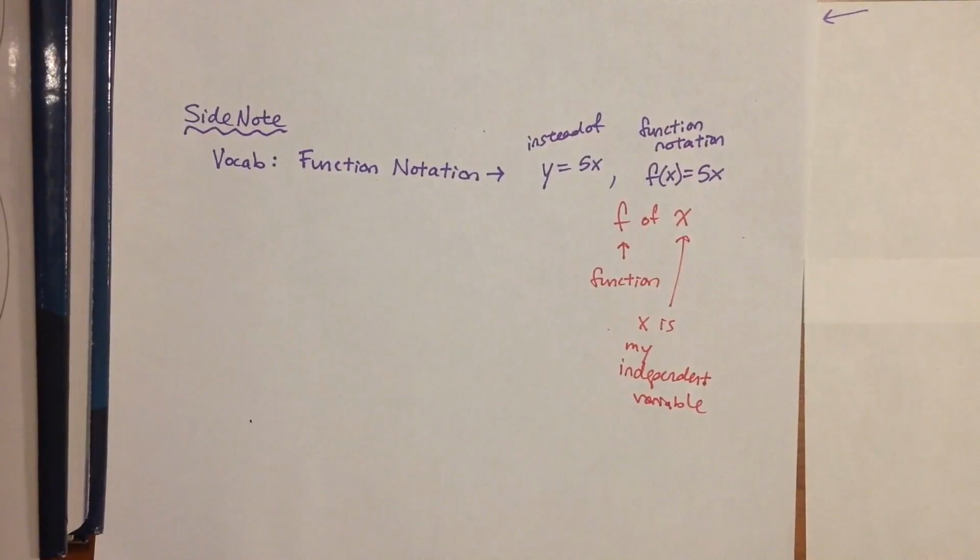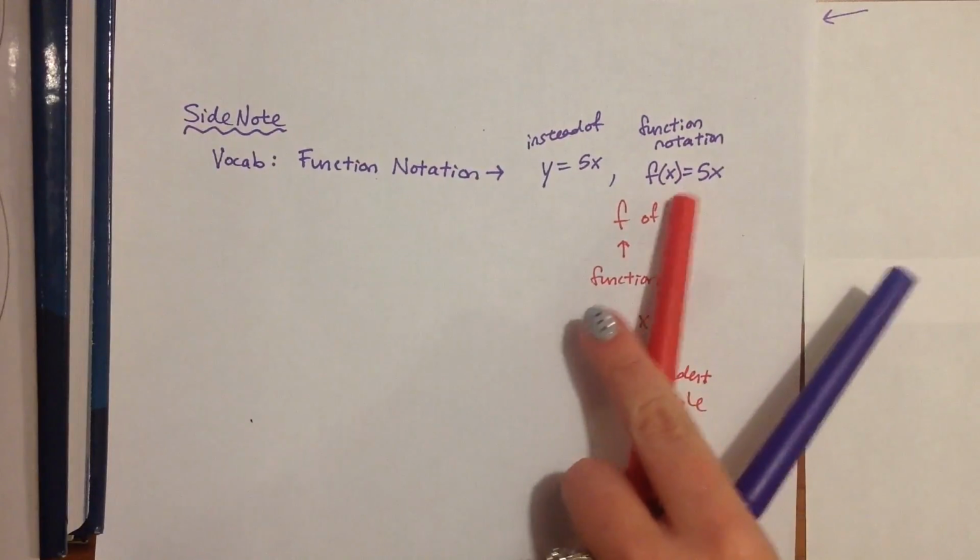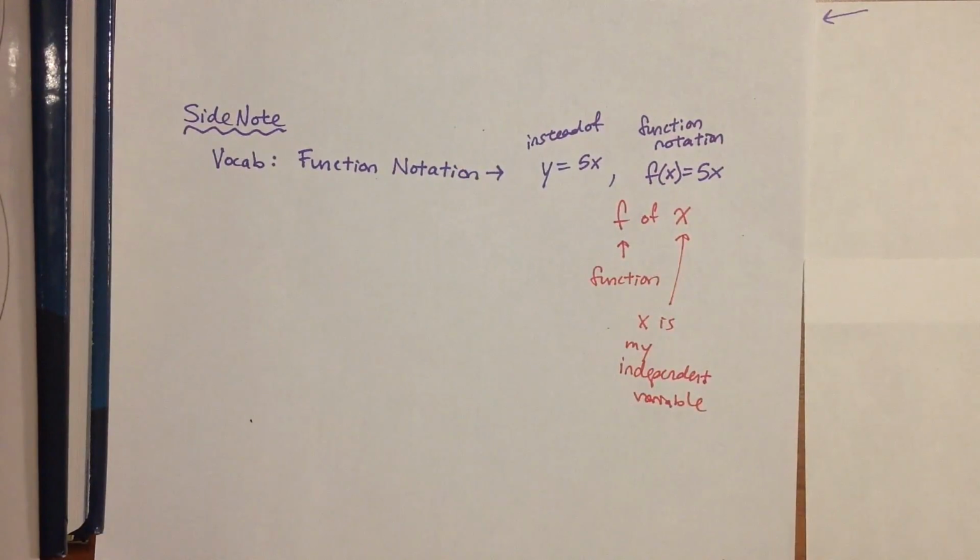So, I can have other letters too, like I could do g of x, or I could do h of x, or I could do f of a, or f of q, whatever. Those letters are just arbitrary, but this is the one that we see the most often. F of x, that is function notation.